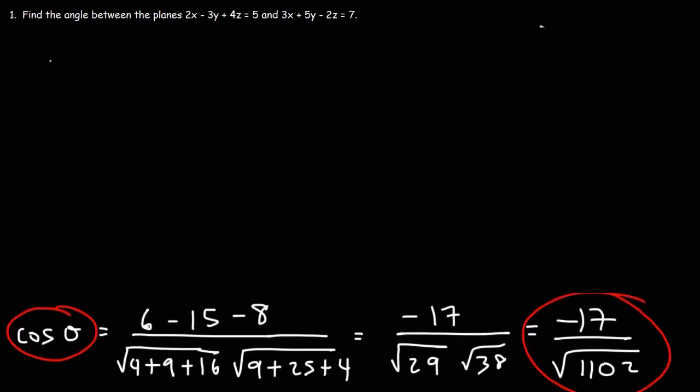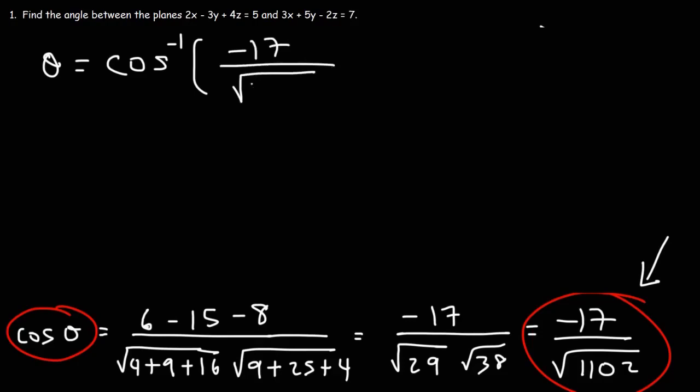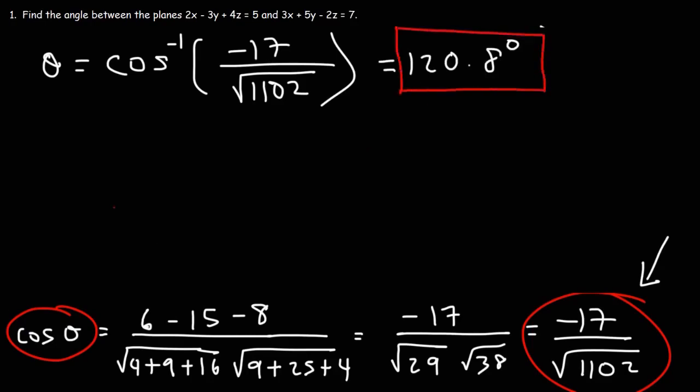So now we could find the angle. So it's going to be the arc cosine of what we have here. Negative 17 over the square root of 1102. So go ahead and type that into your calculator. So you should get 120.8 degrees. So this is one of the two answers.